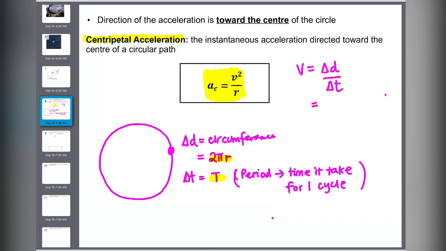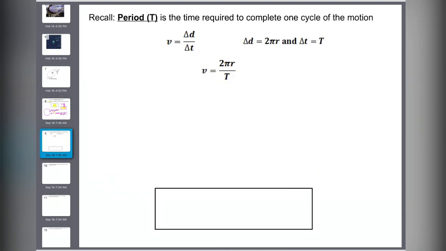So if I were to sub these two into the equation, speed is distance over time. The speed of the circle is going to equal the circumference, the length of the whole circle, divided by the time it takes for one circle. So this is another equation that you would need to know. Capital T is the period, the time required to complete one cycle. Delta d over T, they sub in 2 pi r.